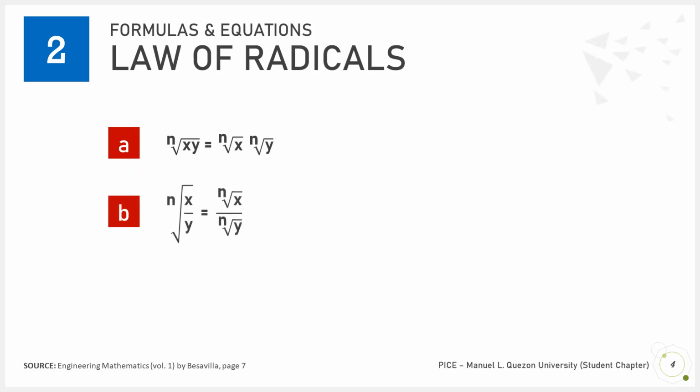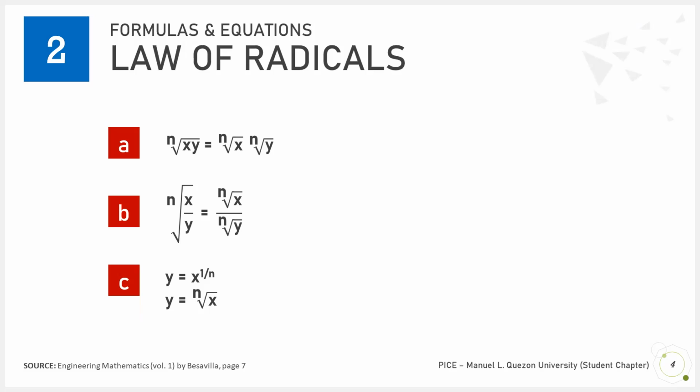For letter B, we have the nth root of x over y is equal to the nth root of x over the nth root of y. For letter C, we have y is equal to x raised to 1 over n. So this equation is in exponential form.